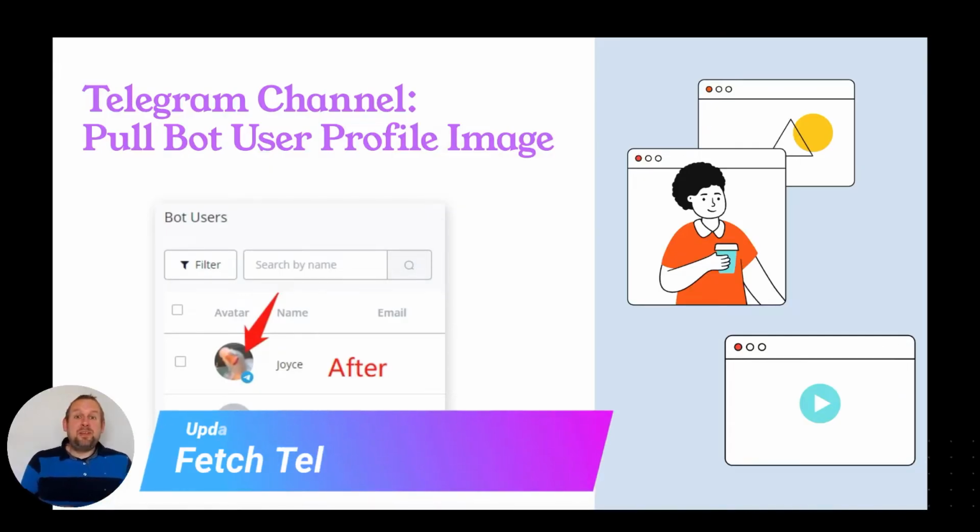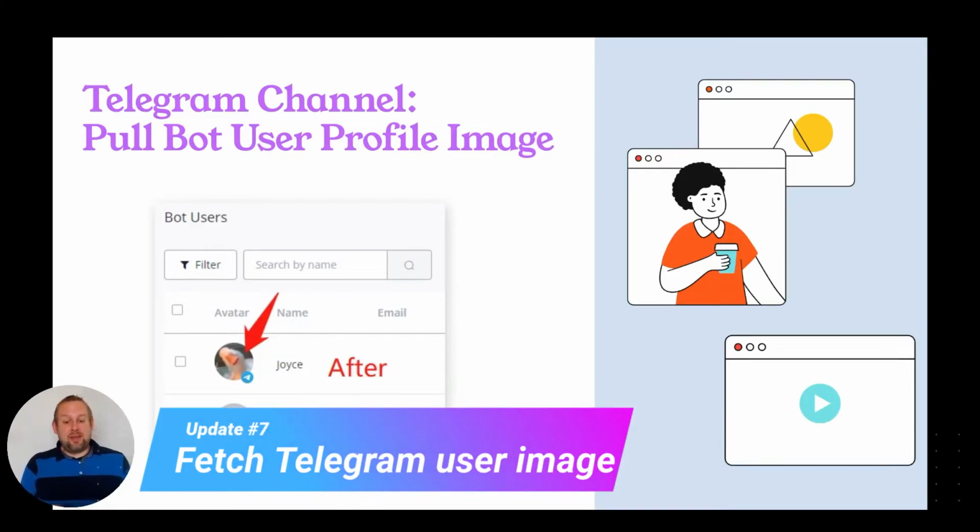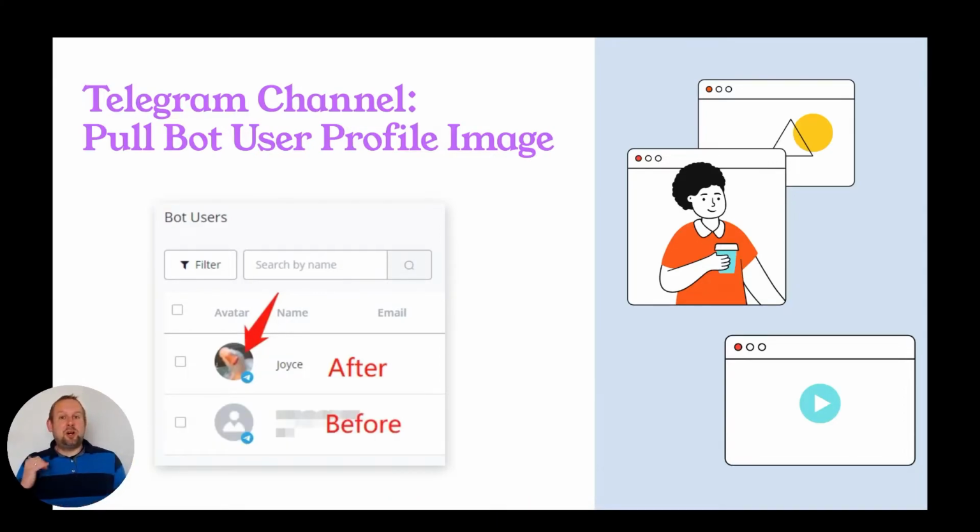Another useful update is inside the Telegram channel, where now the profile images of your bot users will also be fetched. So the Telegram channel will pull the bot user profile image directly, so it displays a little bit better inside of your context overview.